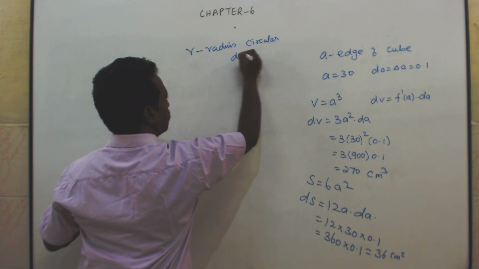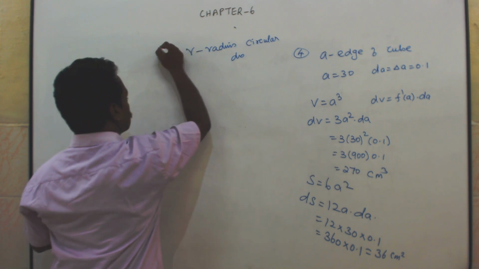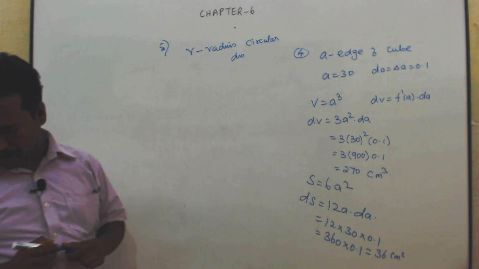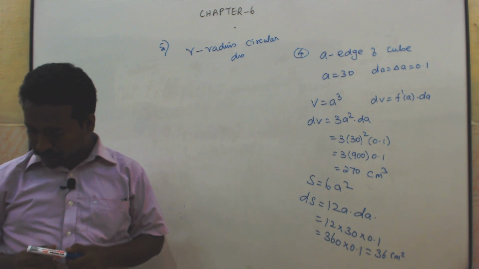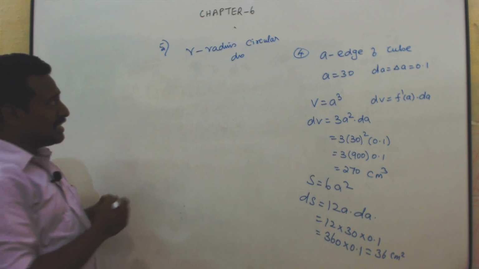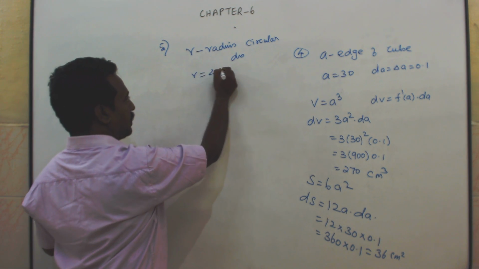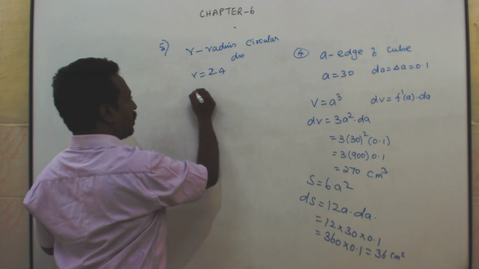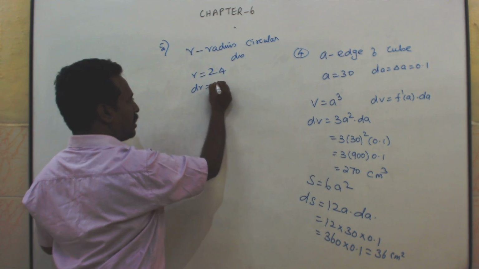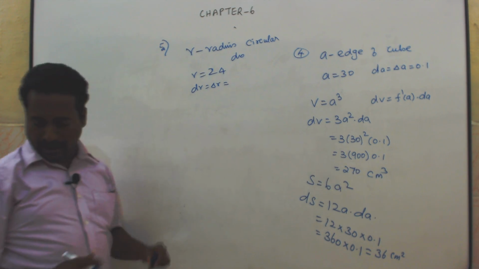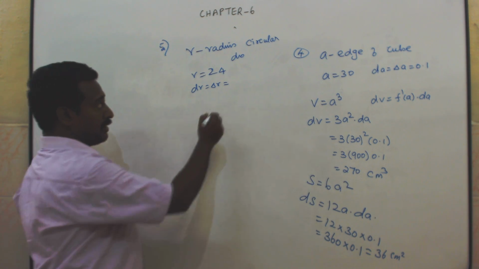Circular disc. This is question number 4. This is question number 5. Now, R is equal to 24 centimeter. Error in R, that is dr, del r, is approximately equal to dr, 0.02.